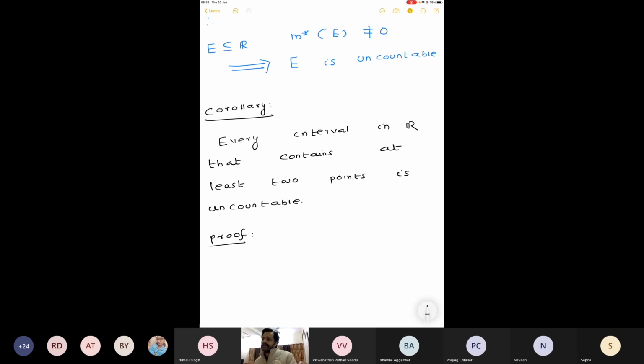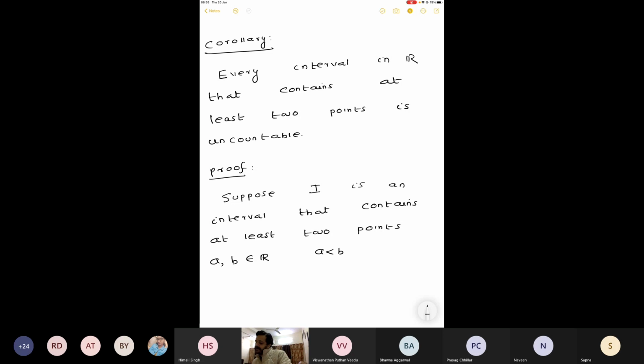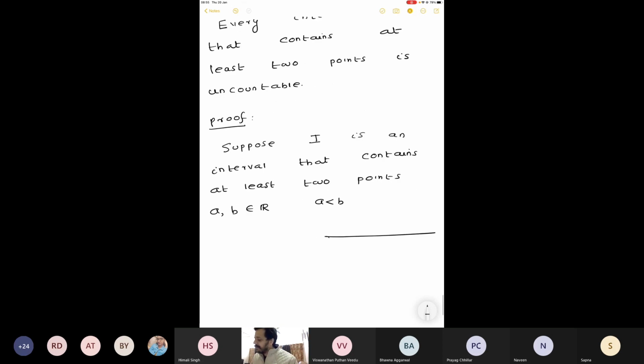Length of the interval, you have already seen. So suppose I is an interval that contains at least 2 points A and B. Let us say A less than B. Otherwise, you can change the name, and so you can always assume A less than B. So I is here and you are taking 2 points A and B inside I.